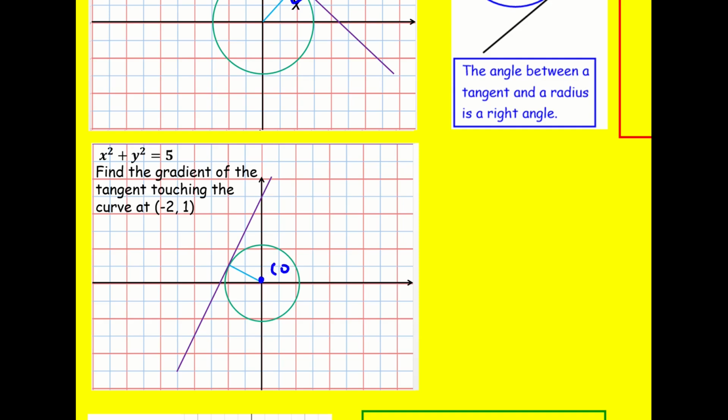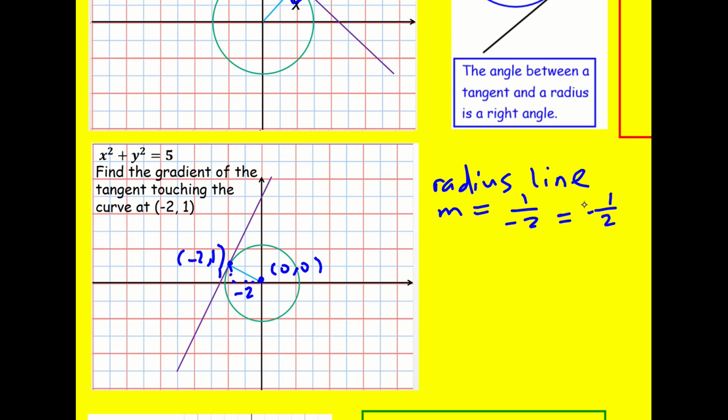This is going to be 0, 0. This now is going to be -2 and 1. So I can see that I'm going back 2 and up 1. You might say you're going down 1 along 2. It's equivalent. So for the radius line, m is going to be rise over run, so it's going to be 1 over -2. It's going to be -1/2. You might find it easier in this case to do y2 minus y1 over x2 minus x1. Okay, it should get -1/2.